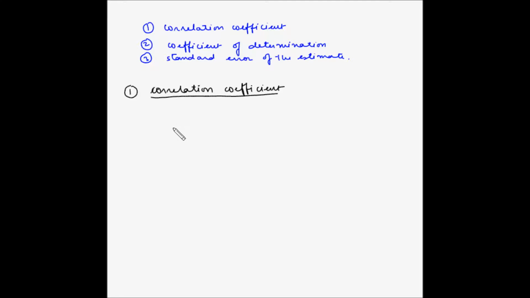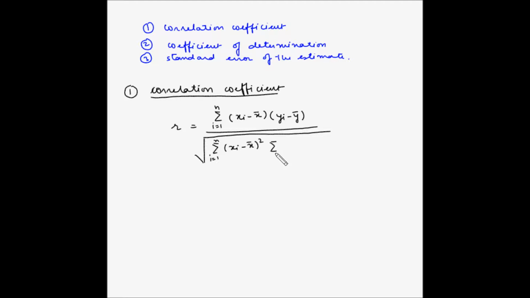Now correlation coefficient is represented as small r, and the formula is sigma, where i is equal to 1 to n, xi minus x bar multiplied by yi minus y bar, divided by square root of sigma i equals 1 to n, xi minus x bar square, multiplied by sigma i equals 1 to n, yi minus y bar square.